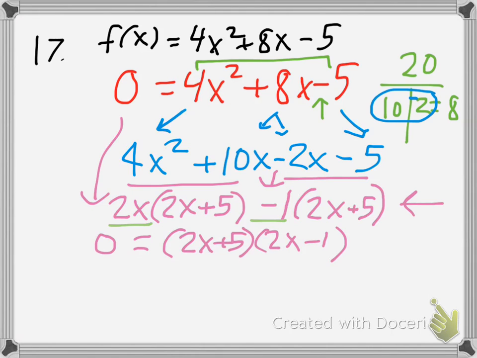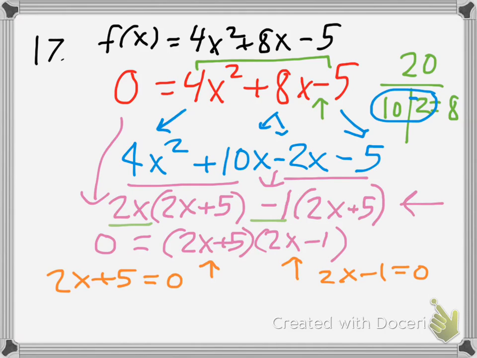Now that we factor this, we can apply the zero product property, which says if you're multiplying 2 quantities together, here's the first and here's the second, and your answer is 0, then either that first one, the 2x plus 5, has to be 0, or the second one, the 2x minus 1, has to be equal to 0. So we solve each 2-step equation.